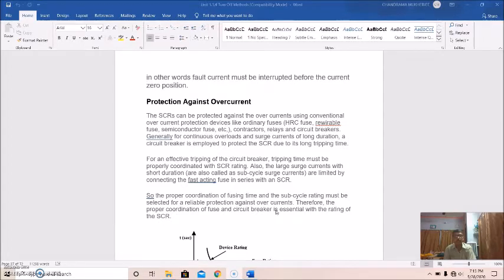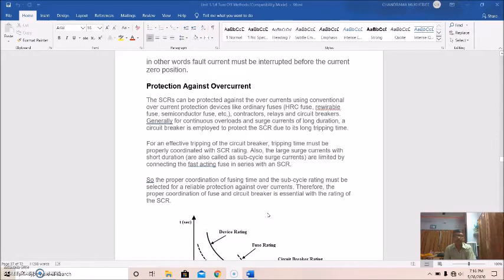these overcurrents using conventional overcurrent protection devices like ordinary fuses, HRC fuses, rewirable fuses, and semiconductor fuses, contactors, relays, and circuit breakers. Generally, for continuous overloads and surge currents of long duration, a circuit breaker is employed to protect the SCR due to its long tripping time. For effective tripping of the circuit breaker, the tripping time must be properly coordinated with the SCR rating. Also, large currents of short duration, also called subcycle surge currents, are limited by connecting fast acting fuses in series with an SCR.